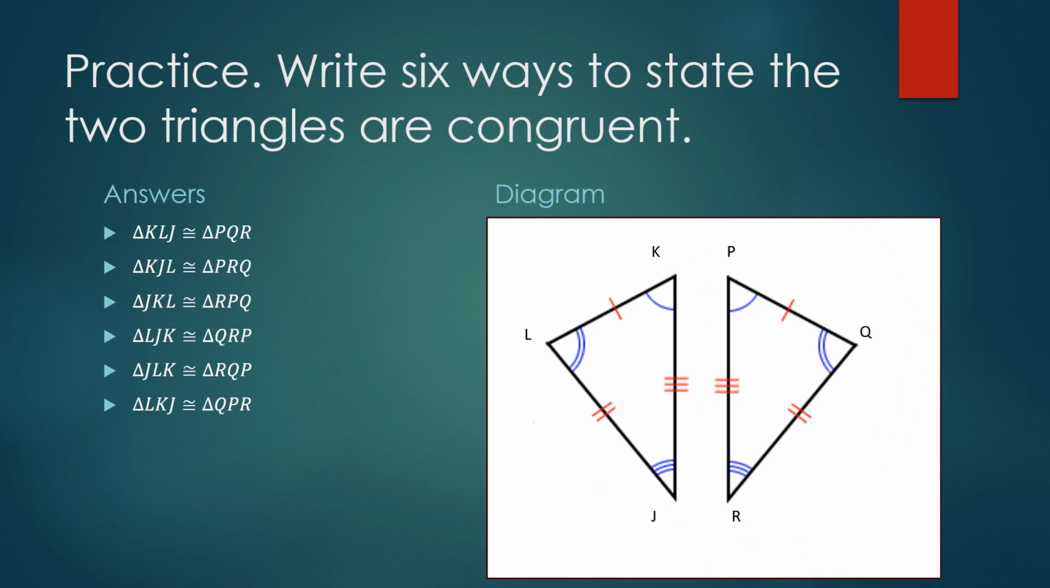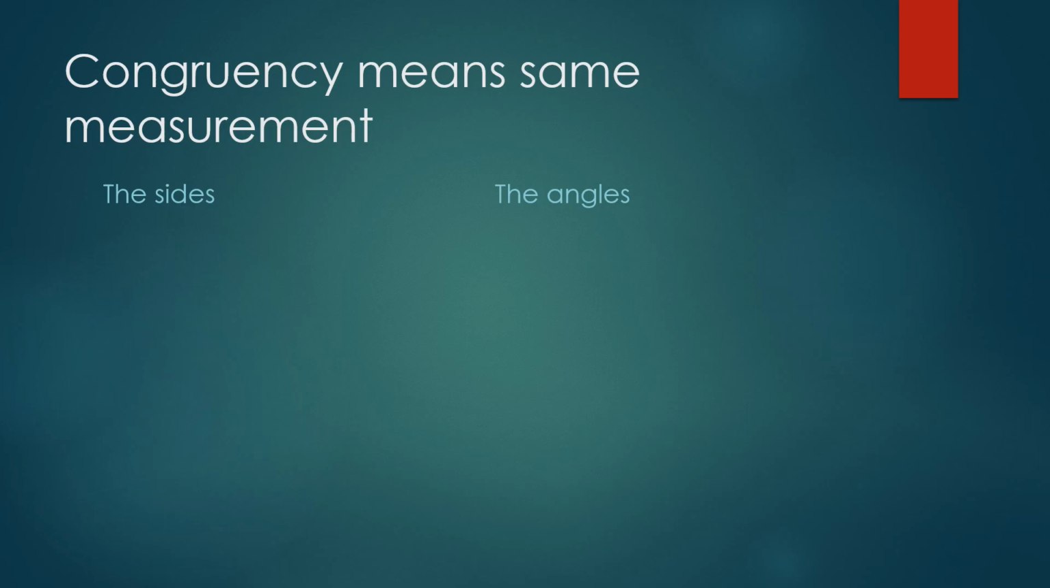Now that we know what it means to be congruent and what two triangles being congruent means, let's go ahead and talk about how to prove that. As a reminder, congruency means same measure. What this means is that if we were able to show that corresponding parts between two triangles are the same measure, then the triangles must be congruent.